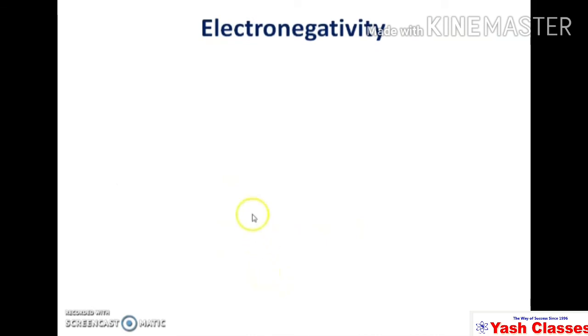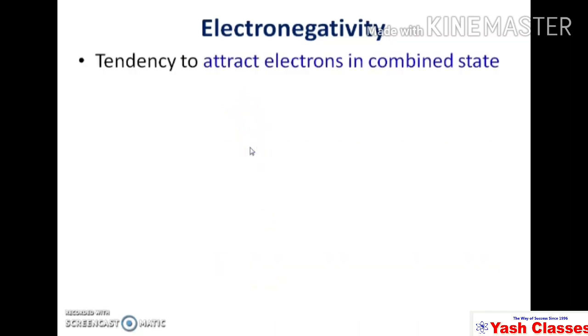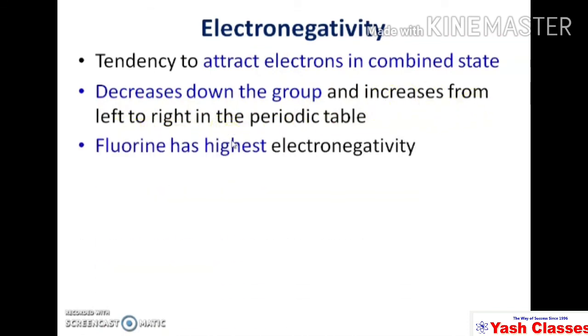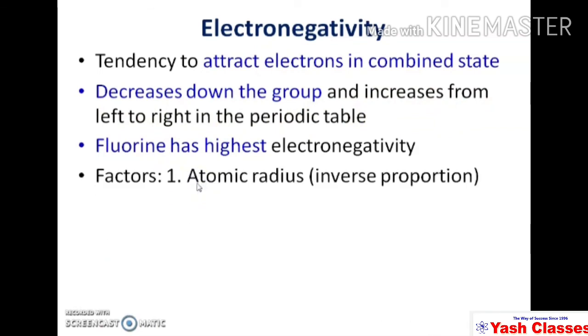The next atomic property, the next physical property, is electronegativity. Already I told you electronegativity is the tendency of an atom to attract electrons towards itself when it is present in the combined state. So electronegativity decreases down the group and increases from left to right in the periodic table. Fluorine has the highest electronegativity in the periodic table.